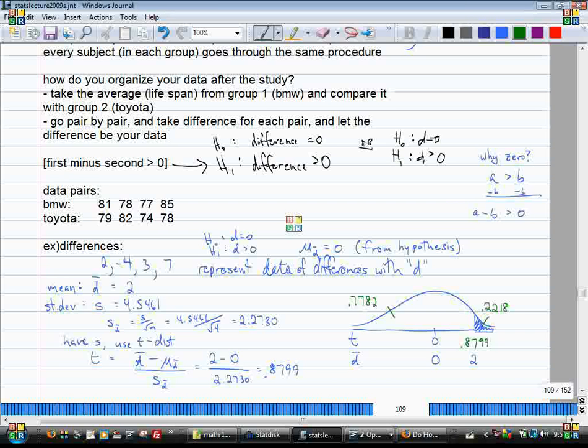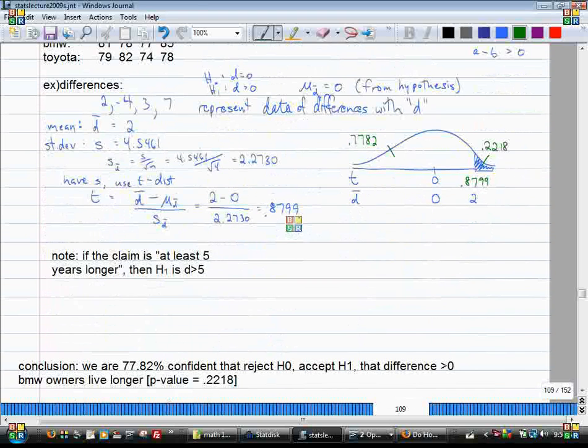And so now what do we do? That D is greater than 0. Right, so we're 0.7782 confident that D is greater than 0. Now what does that mean in the context of this question? We're 0.7782 confident that BMW drivers live longer. Exactly.